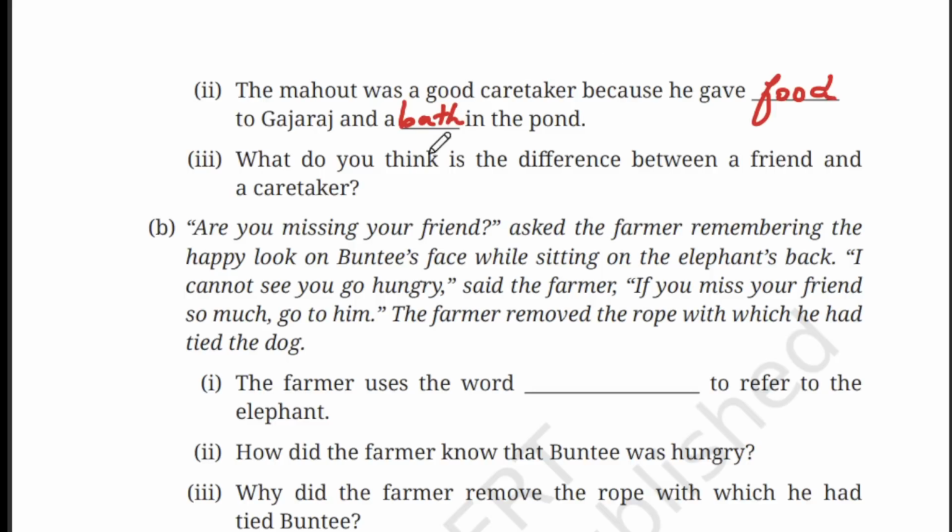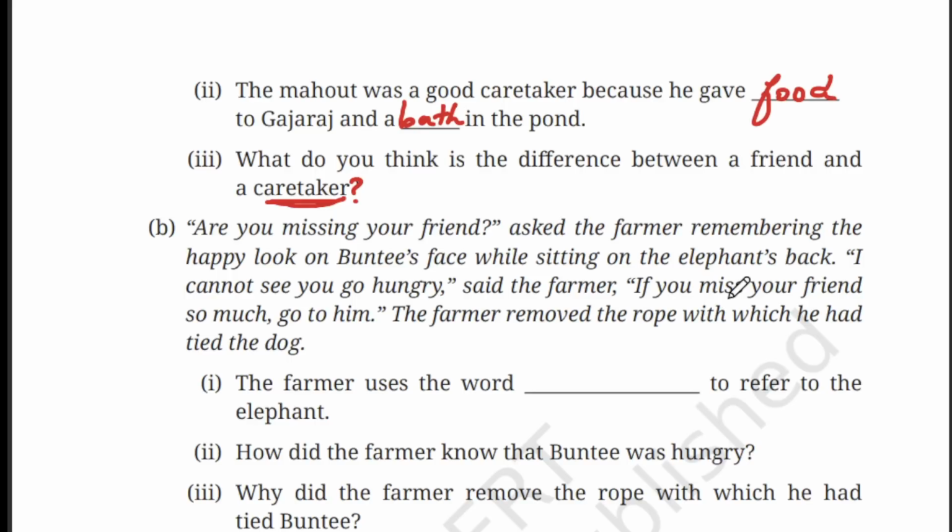Bath in the pond. Okay. So, what do you think the difference is between a friend and a caretaker? A caretaker is a person who takes care of animals' health, like giving food, giving a bath, and giving medicine if the animal is not feeling well. But a friend is the one who plays, who has a good interaction, and gives good companionship. That is very important, like a mental relationship.